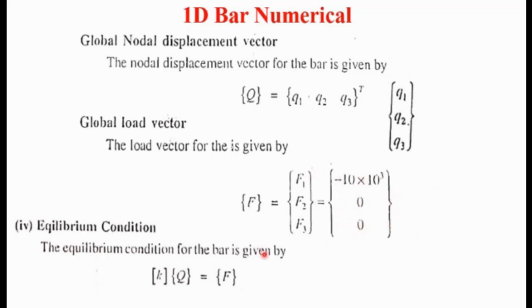Now the next step is the equilibrium condition. The equilibrium condition for the bar is given by K into Q equal to F. That means the load vector is equal to the global stiffness matrix K into the displacement vector Q. This is the equilibrium condition for the bar element.